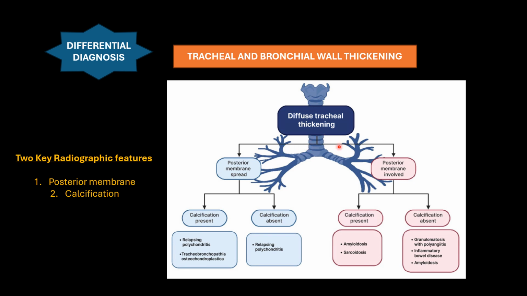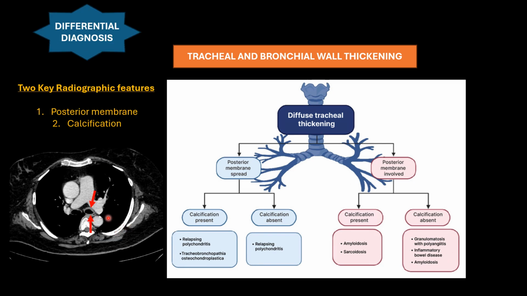So if the posterior membrane is not involved, then it is a cartilaginous etiology, in which it can be tracheobronchopathia osteochondroplastica or relapsing polychondritis, depending upon whether calcification is present or absent. Relapsing polychondritis can present with or without calcification. And if the posterior membrane is involved, then again it is divided further into calcification present or absent. Depending on that, it can be amyloidosis, sarcoidosis, or Wegener's granulomatosis, IBD, and amyloidosis.